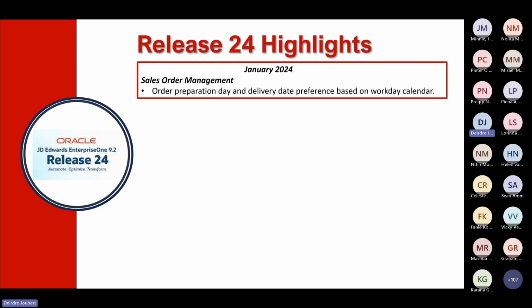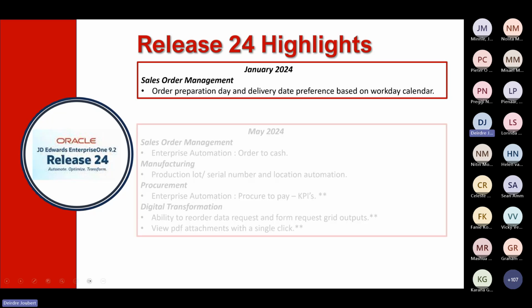January 2024, there was an enhancement released on sales order management, where you can do your order preparation and delivery preference dates based on a workday calendar that you specify. So you don't deliver on a Saturday when you don't work. The system suggests that.